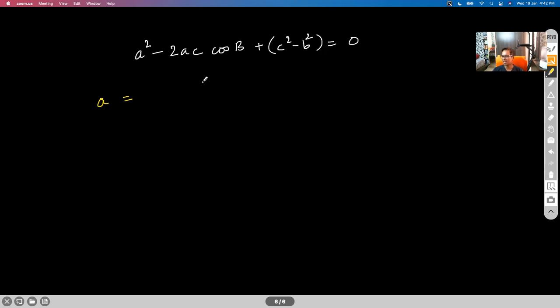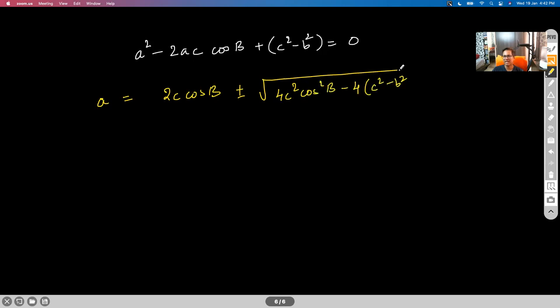So as per our Sridhar Acharya formula, A value will be minus B. Please note that here B is negative 2C cos B. So minus B will be 2C cos B, plus minus under root B square minus 4AC. So what is B square here? It will be 4C square cos square B minus 4AC. Please note that the A I'm talking about is the quadratic's A, the coefficient of A X square. So in that case, it is a 1, whole divided by 2A, which in this case is 2.